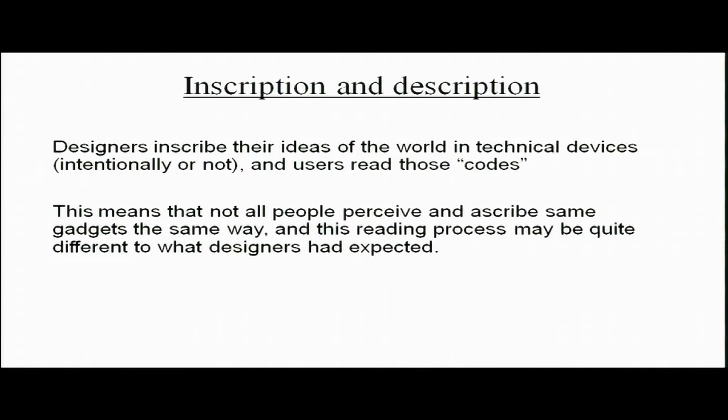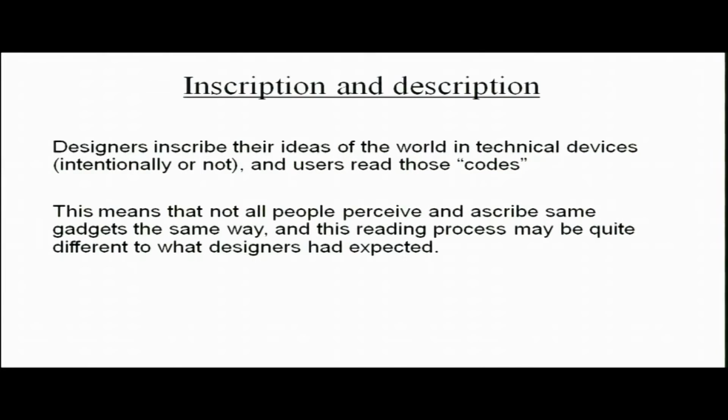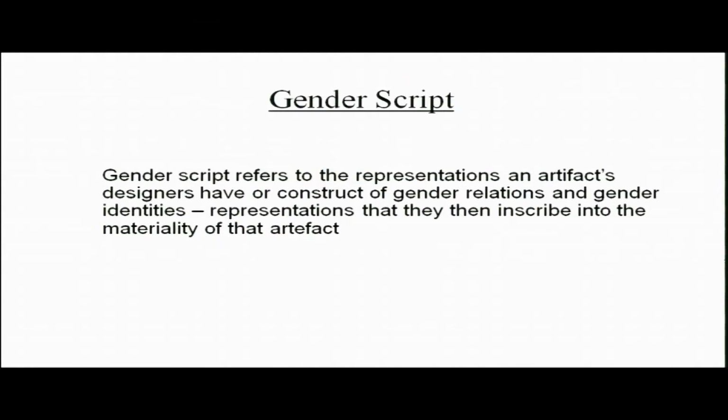So some person or a group of people are designing a product with certain presumptions, with certain assumptions of how the use pattern would be, and then when it is actually reaching the users who are interpreting these codes in that technical device, it may be that the perception or the ascription of these codes may not match with what the designers had planned.